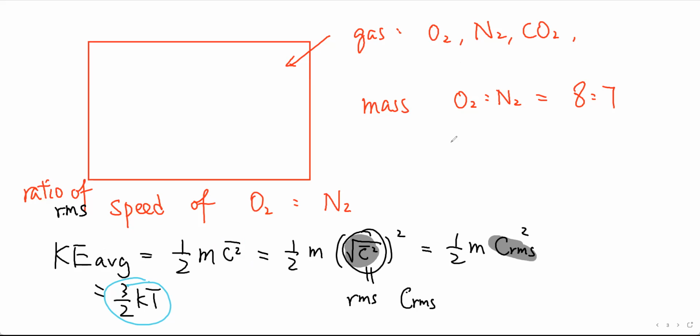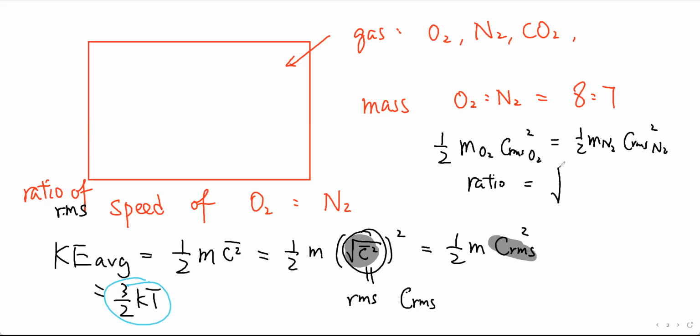Now you want to find a ratio. The FHKE of these two molecules are the same. So that's half m oxygen times root mean square speed of oxygen squared, equals half m nitrogen times root mean square speed of nitrogen squared. And the ratio of the speed will be just the square root of the ratio of the masses. Wouldn't it just be 7 to 8? Yeah, that will be the square root of 7 divided by 8.